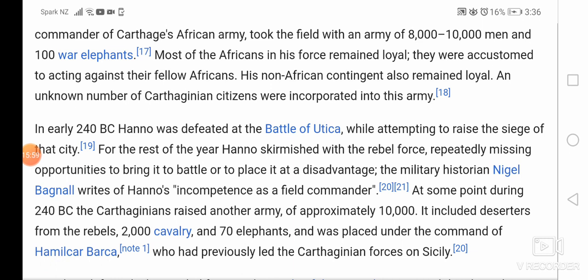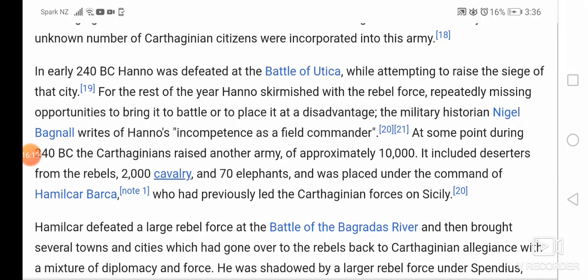They were accustomed to acting against their fellow Africans. His non-African contingent also remained loyal. An unknown number of Carthaginian citizens were incorporated into this army. In early 240 BC, Hanno was defeated at the Battle of Utica while attempting to raise the siege of that city.